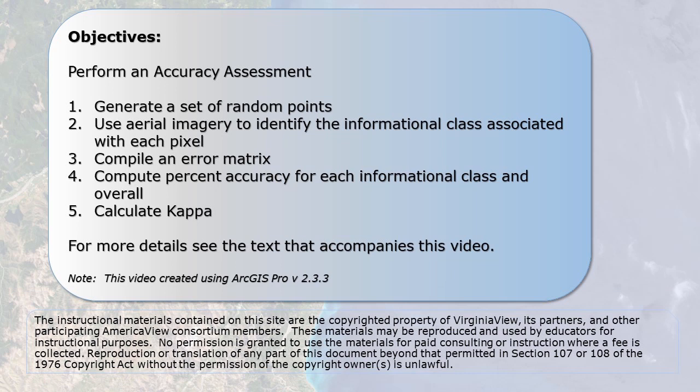In this chapter, we demonstrate how to perform an accuracy assessment by completing an error matrix, then calculating kappa. We will generate a set of random points, identify the informational class at that pixel, compile an error matrix, calculate the percent accuracies for each informational class and overall, and then calculate kappa.